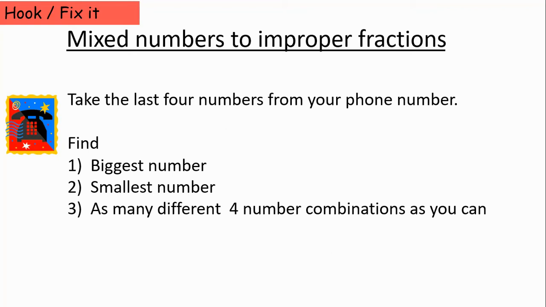It asks you to take the last four numbers from your phone number. If you can't think of those, just use any four numbers. What I want you to do is write down the biggest number you can get from those four numbers. I'd like you to write down the smallest number you can get from those four numbers. And finally, I'd like you to write down as many different numbers as you can get from those four numbers. You've got 4 minutes, off you go.